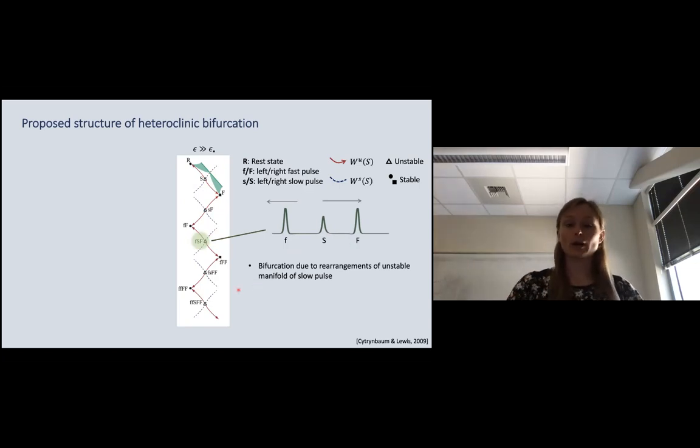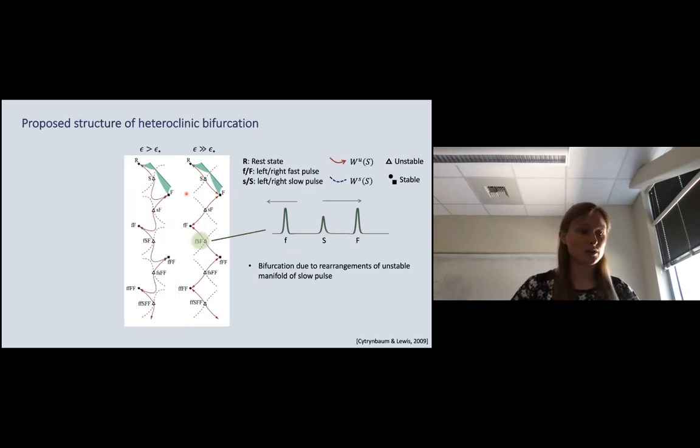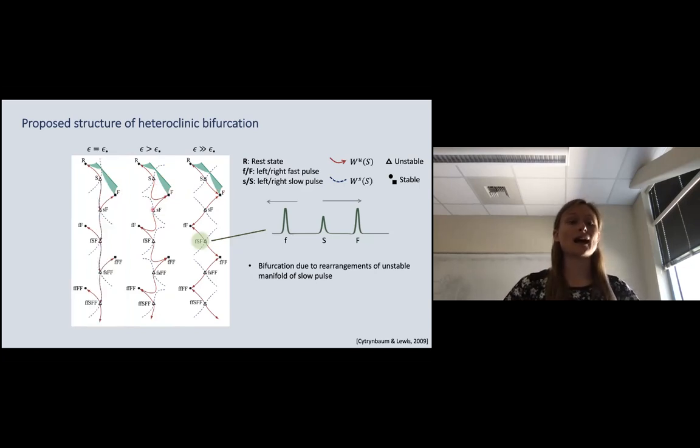What I want you to look at as we advance these slides is what happens to the unstable manifold of that slow pulse. As we approach epsilon star from the right, the unstable manifold of the slow pulse starts to bend and move towards that SF solution. Over here, it's just connected to the fast pulse, but it starts to bend. Then as we get to that epsilon star, that critical value, this heteroclinic connection actually breaks, and instead of being connected to the fast pulse, it is now directly connected to that oppositely propagating slow-fast pulse.